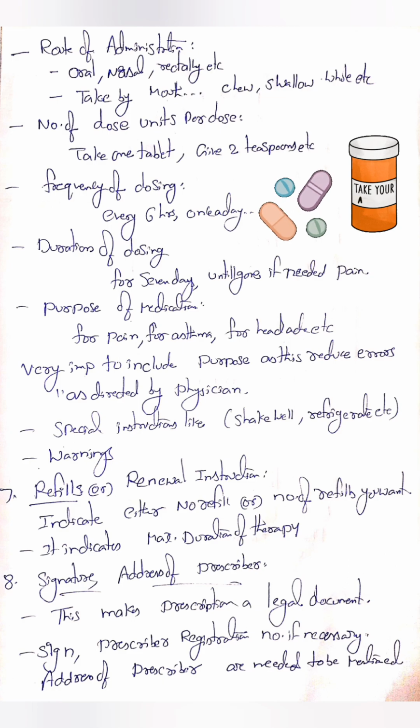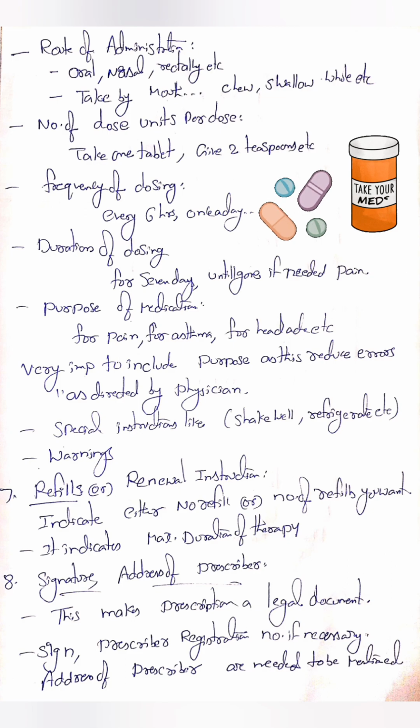And next one is frequency of dosing. The frequency of dose needs to be mentioned in the prescription itself, that is every 6 hours, once a day, twice a day, like that. And next one is duration of dosing, for 7 days, until gone, if needed for pain, like that.